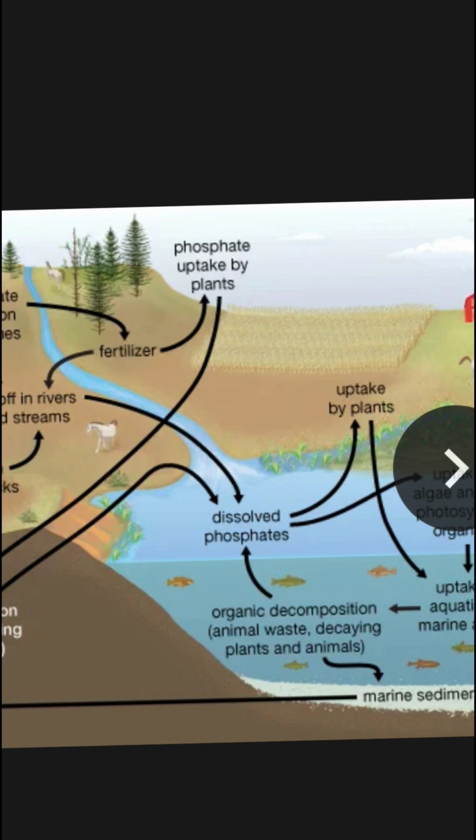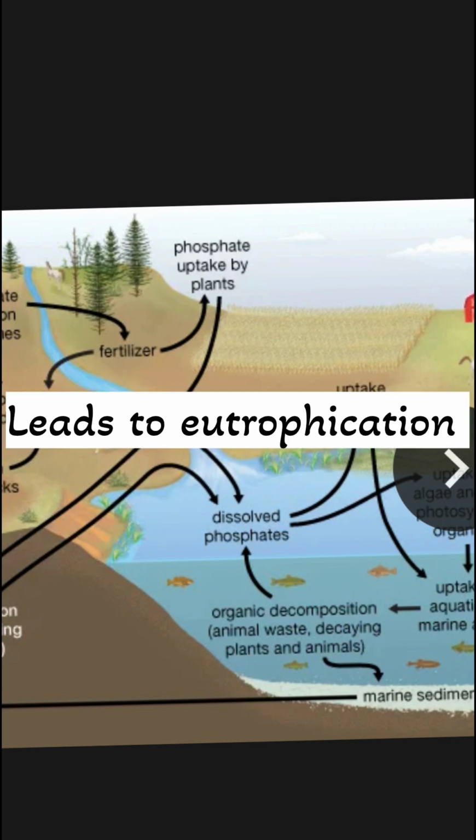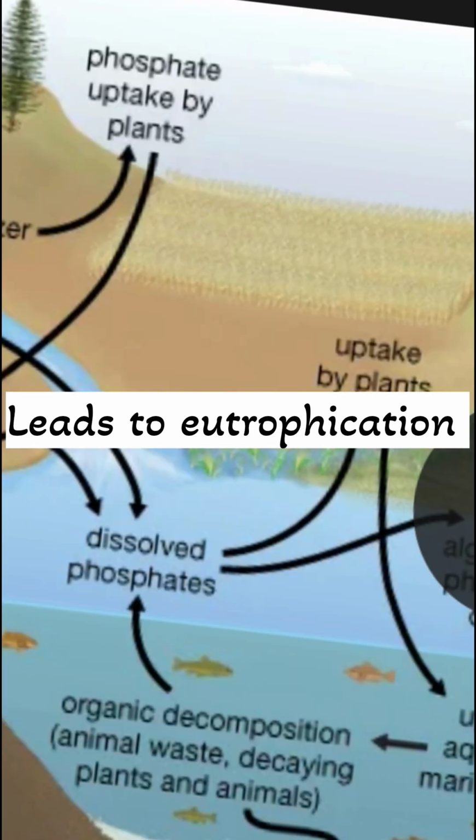Phosphorus is considered the main cause of excessive growth of rooted and free-floating microscopic plants, that is, the phytoplankton in lakes, which leads to eutrophication. And phosphorus plays a central role in aquatic ecosystems and water quality.